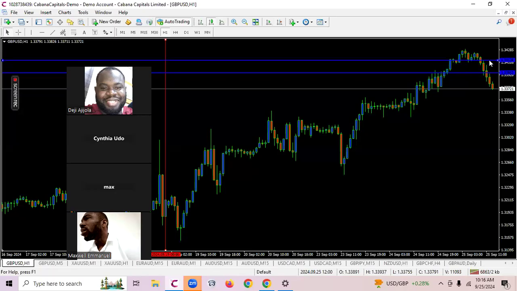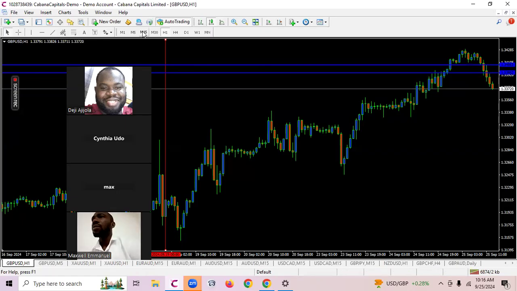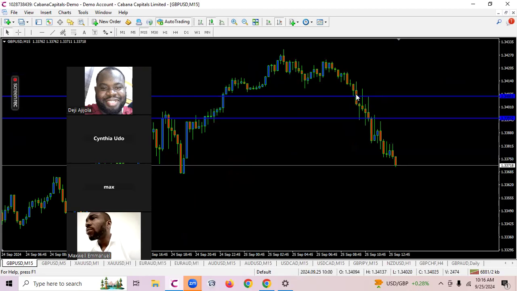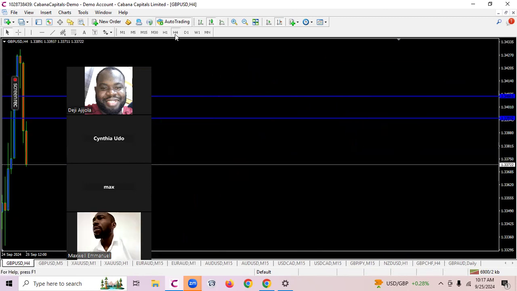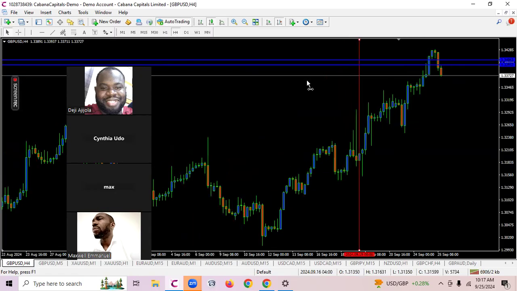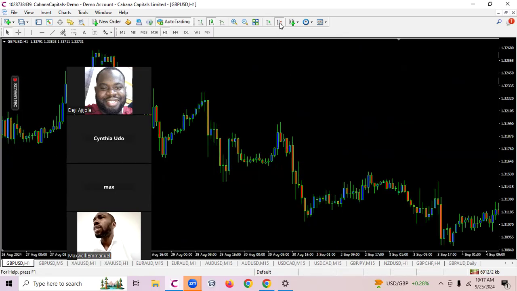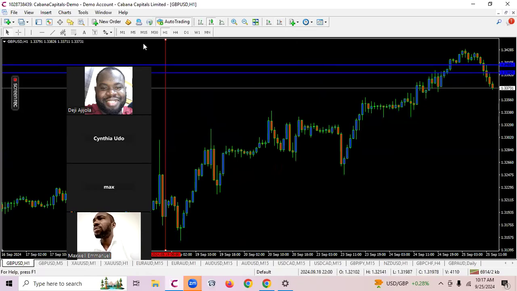Let's see 15 minutes. Okay, so we still have a fair value gap, no fair value gap. So wait for price to fill that fair value gap created on the 4-hour time before you go bearish on GBPUSD. That's my take. My bias for GBPUSD is sell.